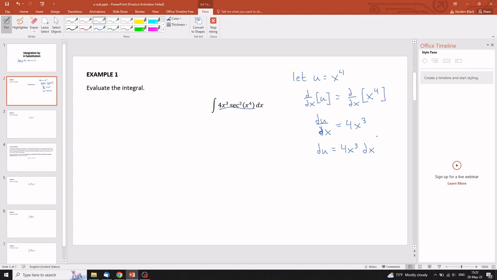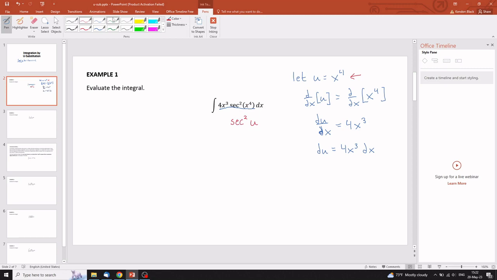Now, the goal here is to have some u expression based on this assignment of the u variable. So if u is x to the fourth, we can write the secant squared x to the fourth as secant squared of u. Okay, that's our u expression.